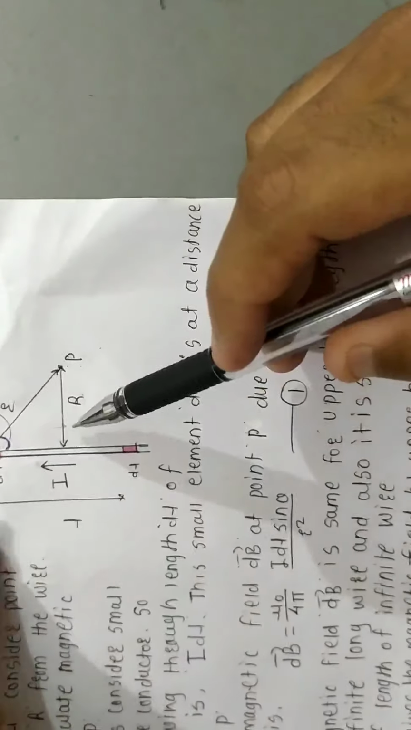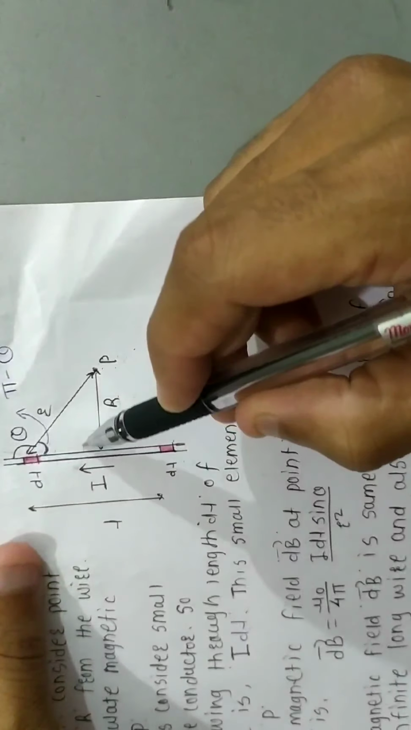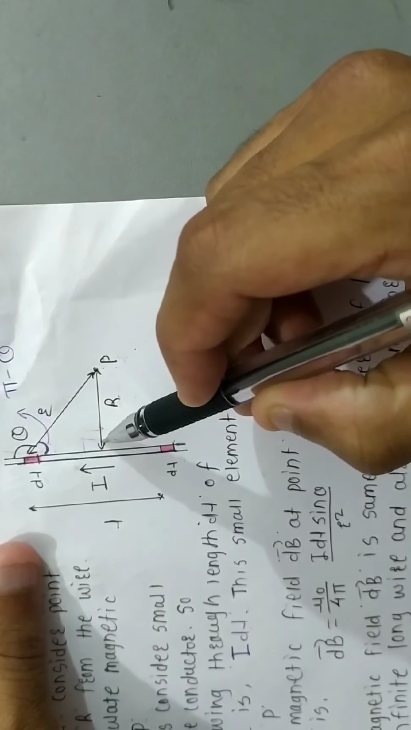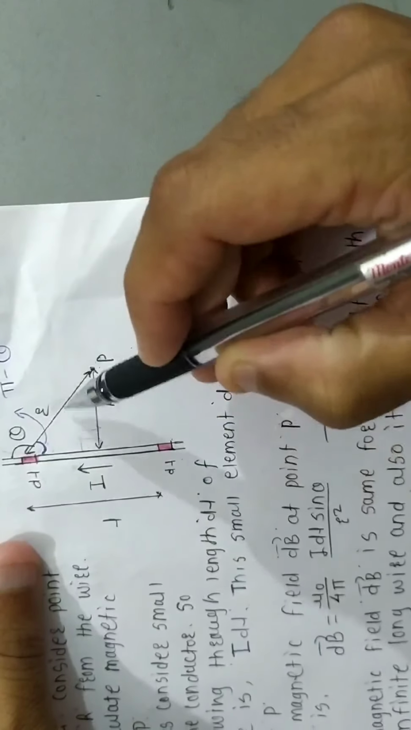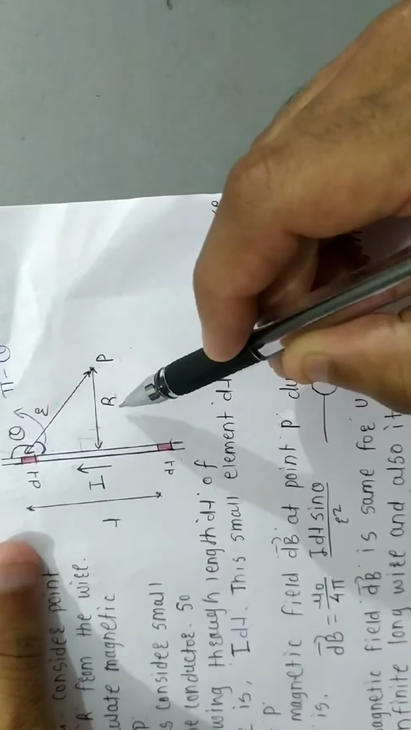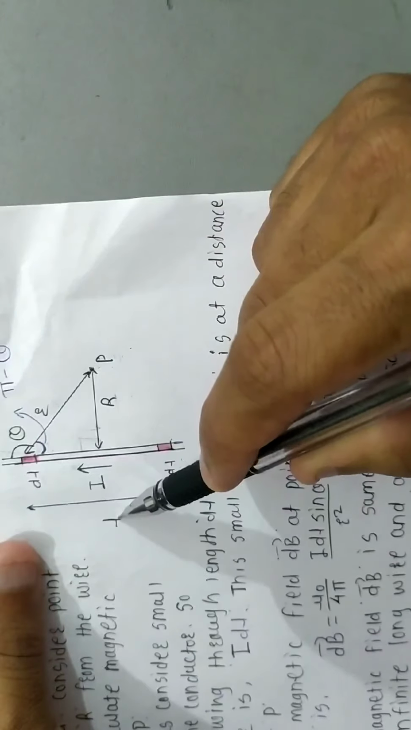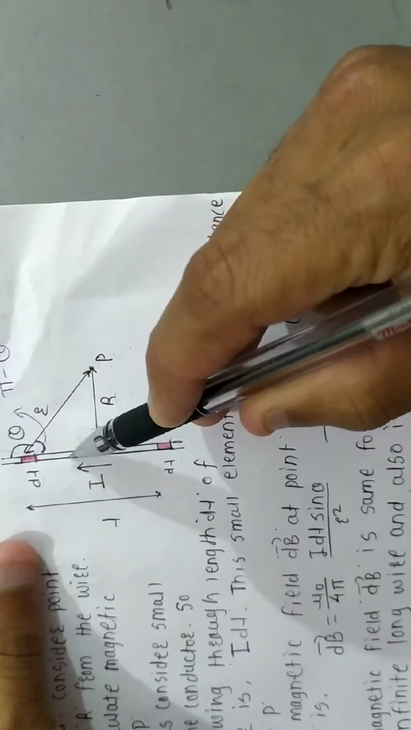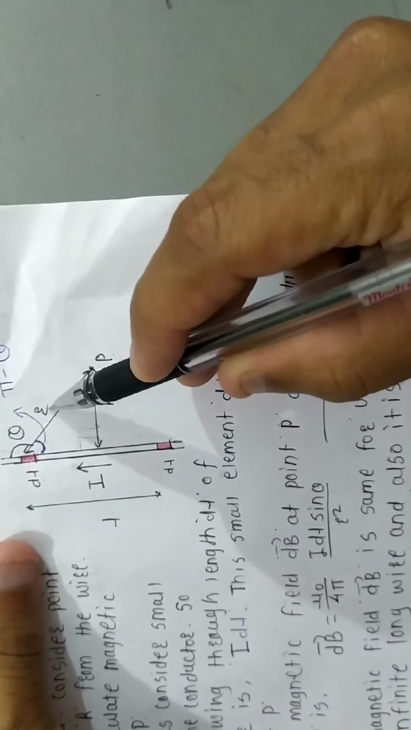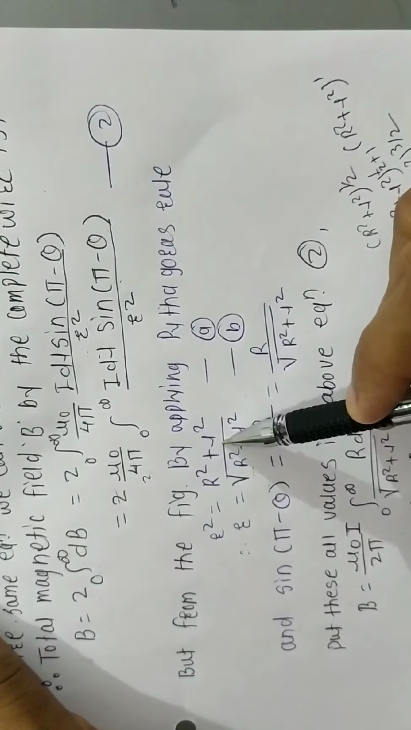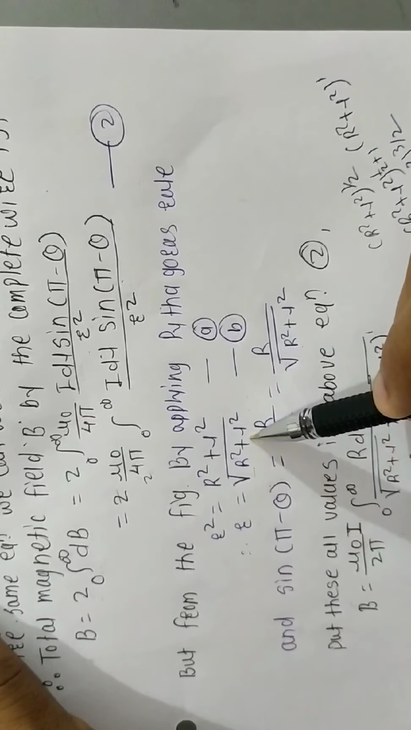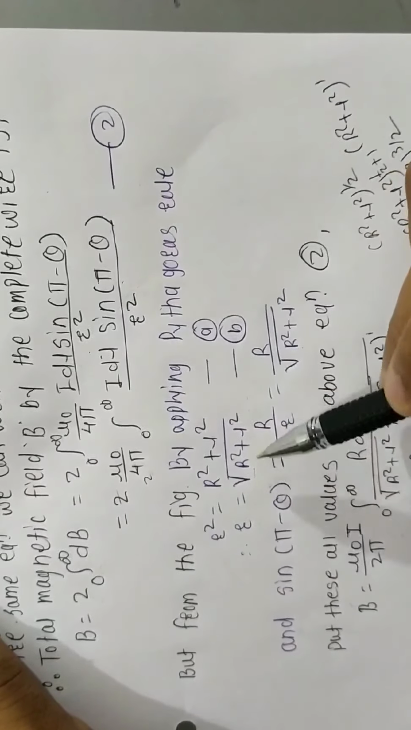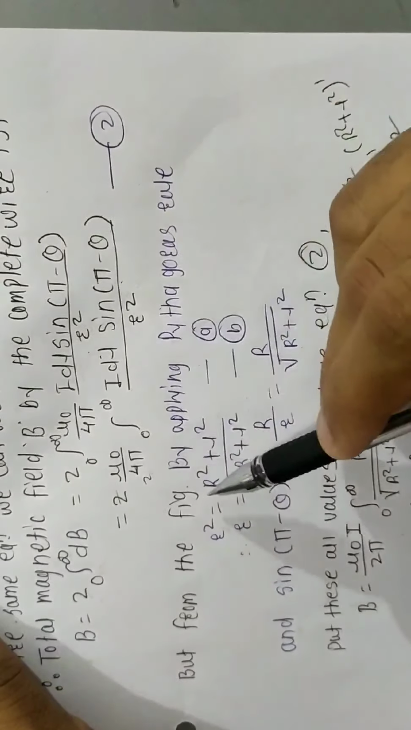If we apply the Pythagoras rule here, this angle is 90 degrees. This side is l. So small r square is equal to capital R square plus l square according to the Pythagoras rule. So take the square root on both sides. Small r equals root of R square plus l square. So we have the value of r.